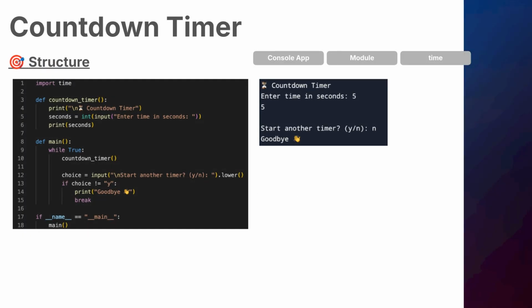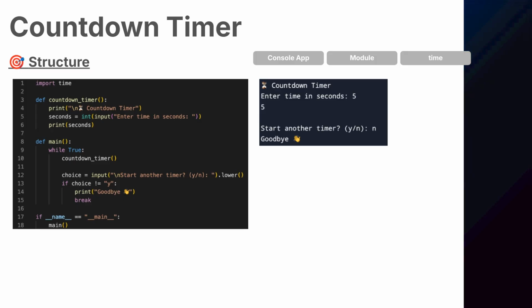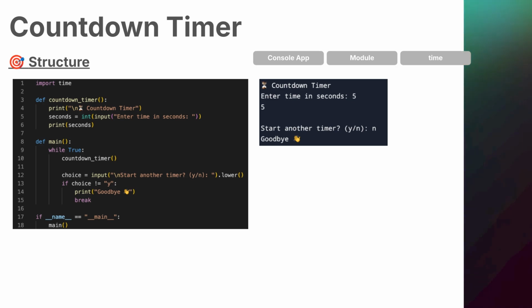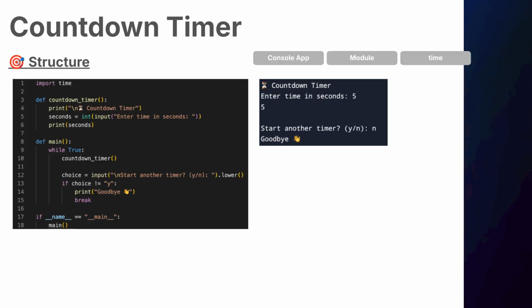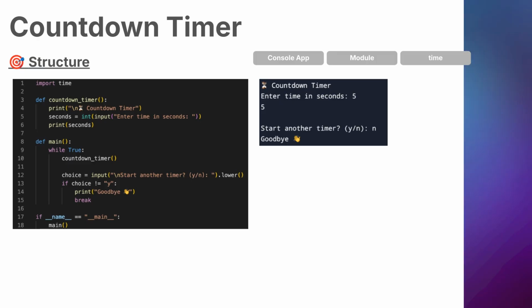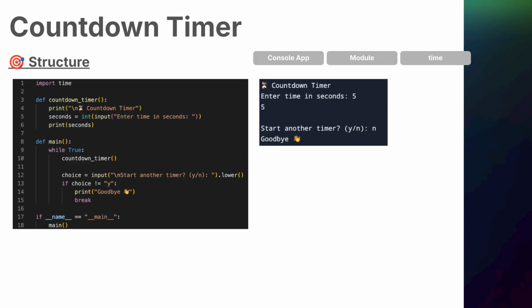Next, let's take a look at the structure of this project, starting with the countdown timer function. This function is where the main behavior of the timer lives. When it runs, it first prints the program title so the user knows what's happening. Then it asks the user to enter a number of seconds and stores that value so the program can work with it. This is where user input and variables come together in a very practical way.